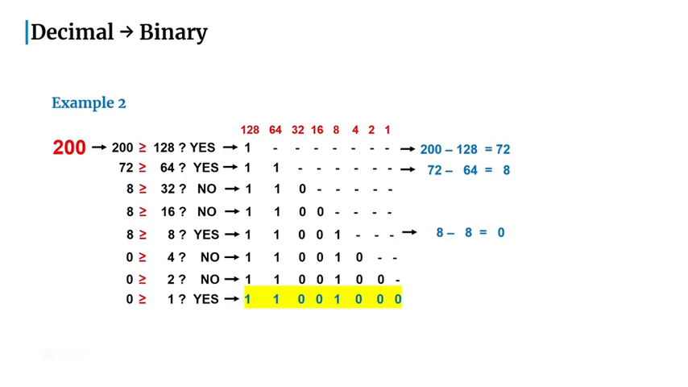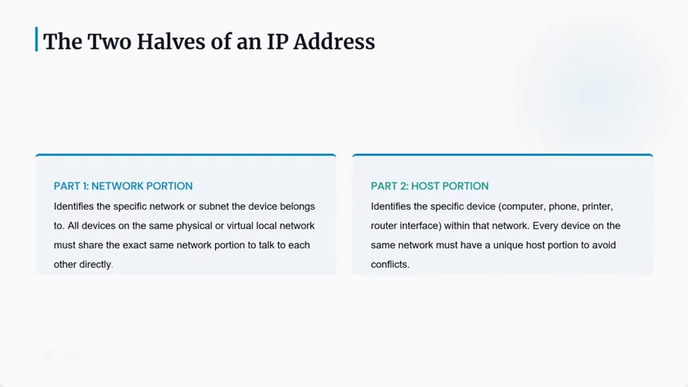200 is greater than or equal to 128, so we write a 1 and subtract it, leaving 72. 72 is greater than 64, so we write another 1, leaving us with 8. Since 8 is smaller than 32 and 16, we write zeros for those slots. However, 8 is exactly equal to our next bit value of 8, so we write a 1. With our remainder now at 0, the remaining slots for 4, 2, and 1 all become zeros. This gives us a final binary value of 1100100.